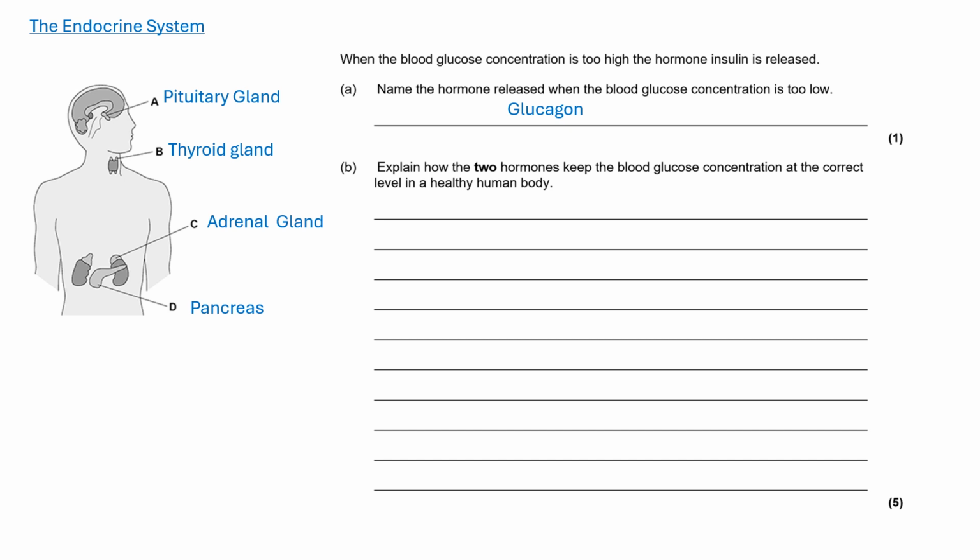I've chosen to do a standard question which describes the two hormones that are used to control blood glucose levels in the body. So you should be able to describe what's the response if glucose levels are too high or too low.